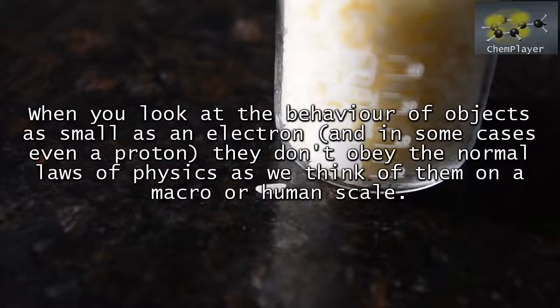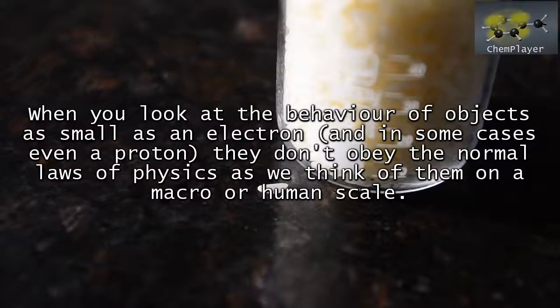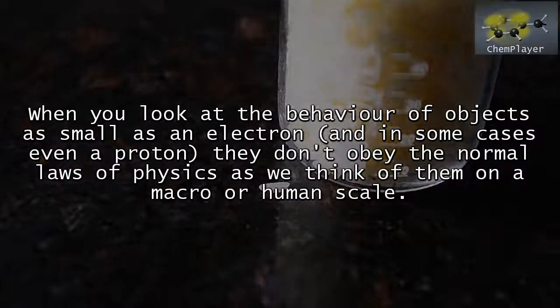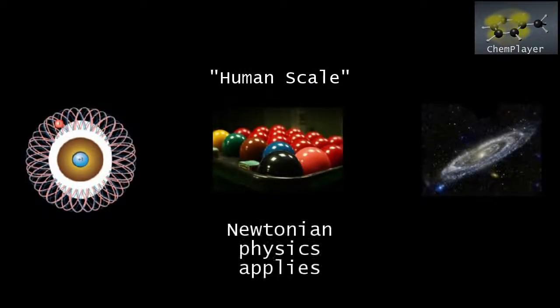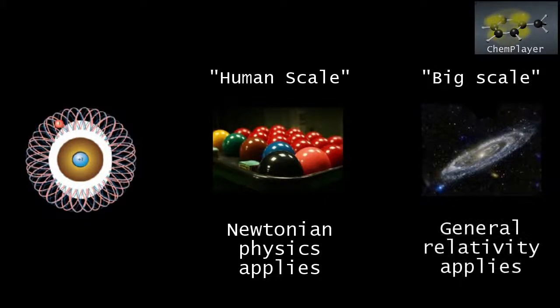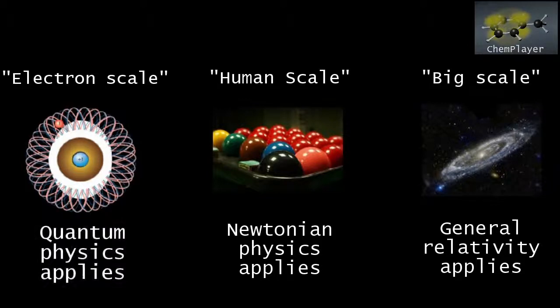In fact, they don't behave according to the normal laws of physics as we understand them on a macro scale. Objects on a human scale obey the Newtonian laws of physics, but when things get very big it's the laws of relativity which take over. Likewise, when things get very small, down to the scale of electrons, it's a new set of rules called quantum physics which take over.